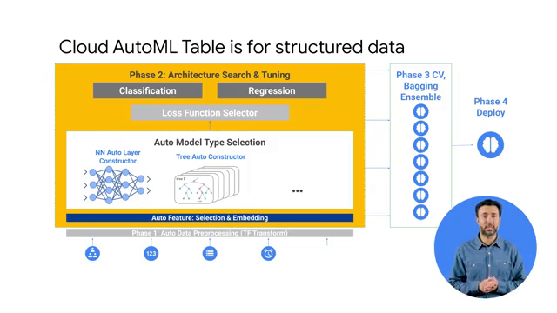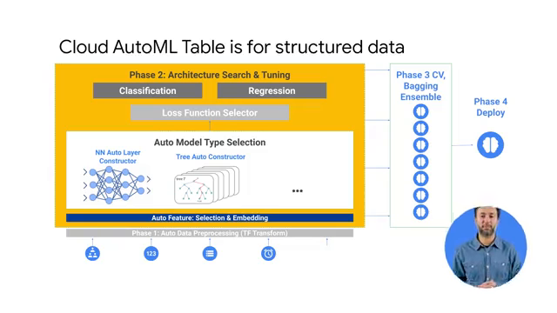While the technical details of the project haven't been released yet to the public, the team basically took the architecture search capability used for image classification and translation problems and found a way to apply it to tabular data.